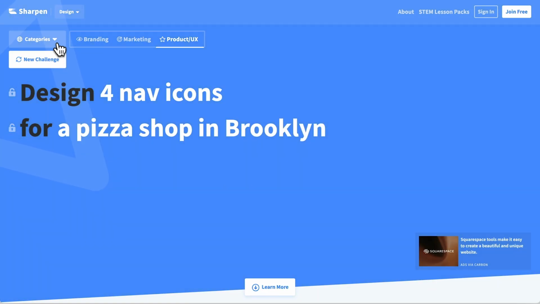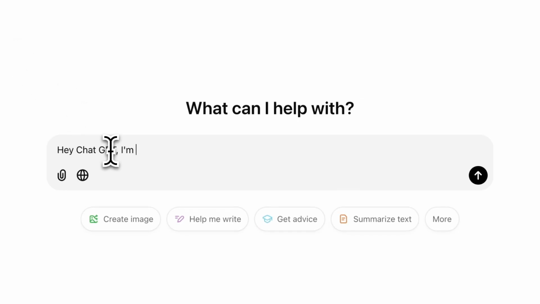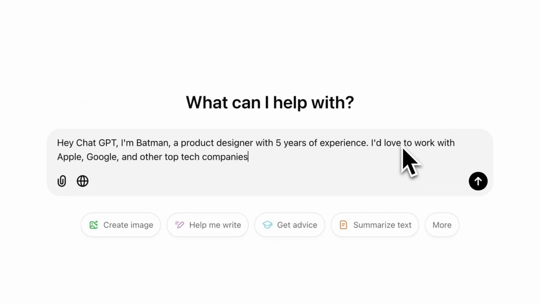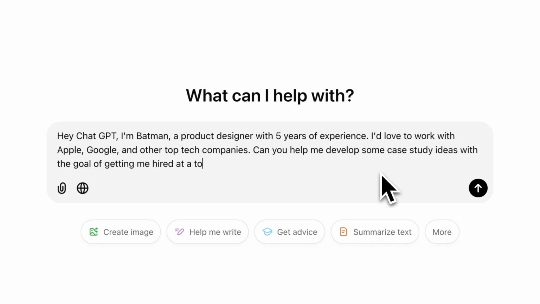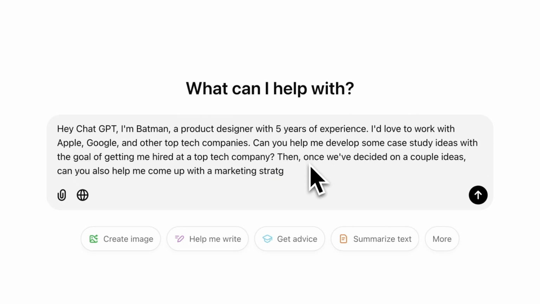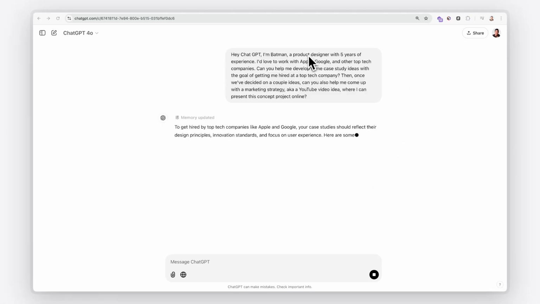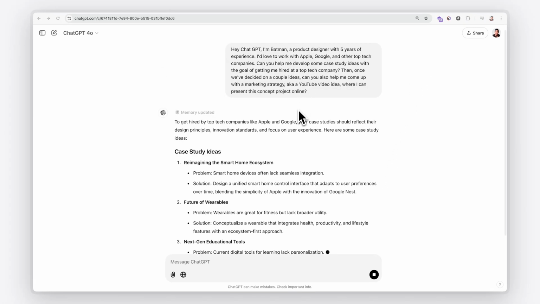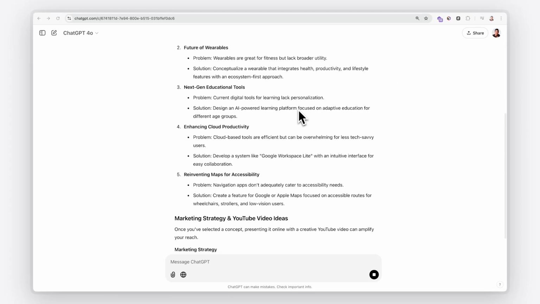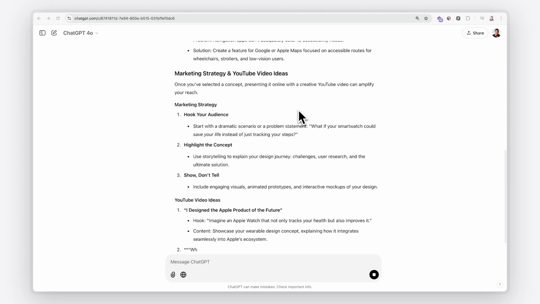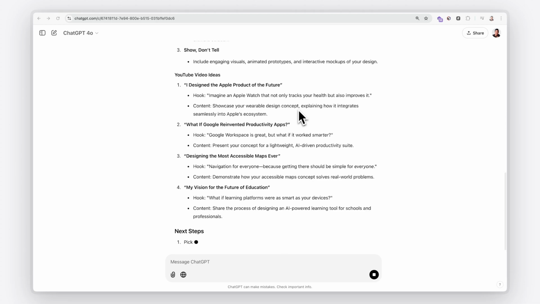But I think the best case idea generator and overall thinking partner is actually ChatGPT. With ChatGPT, you can actually tell it your years of experience, which companies you'd like to work for one day, and tons of other personalized information. Then you can ask it to generate some case study ideas with the goal of getting you hired at the potential companies you'd like to work with. And for bonus points, you could even ask ChatGPT to help you come up with a marketing strategy that would actually get you noticed by the companies you'd like to work with.